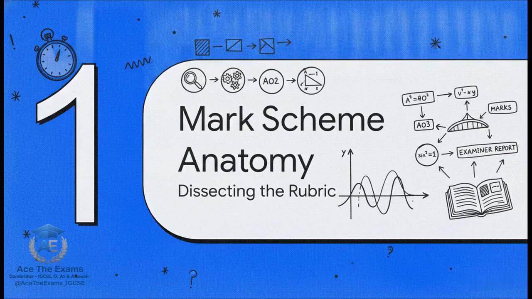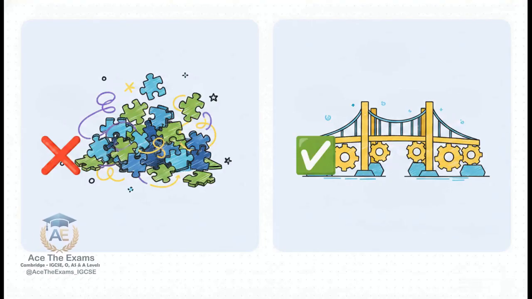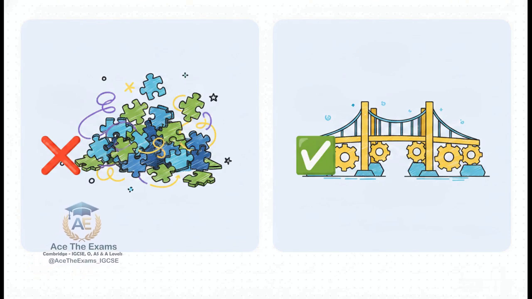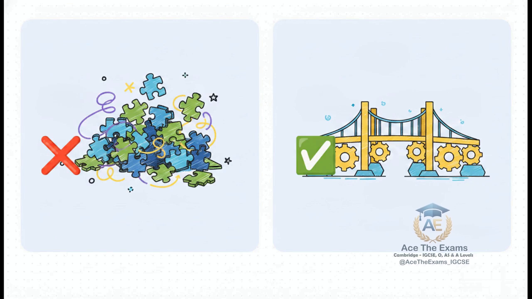Phase 1. Dissecting the mark scheme anatomy. All right, I'm pulling up a high-tariff, multi-part Cambridge past paper question on the marking interface right now. I want you to know a secret. I know exactly what grade a candidate is getting within the first 15 seconds of scanning their response. It's what I call the 15-second structure scan.